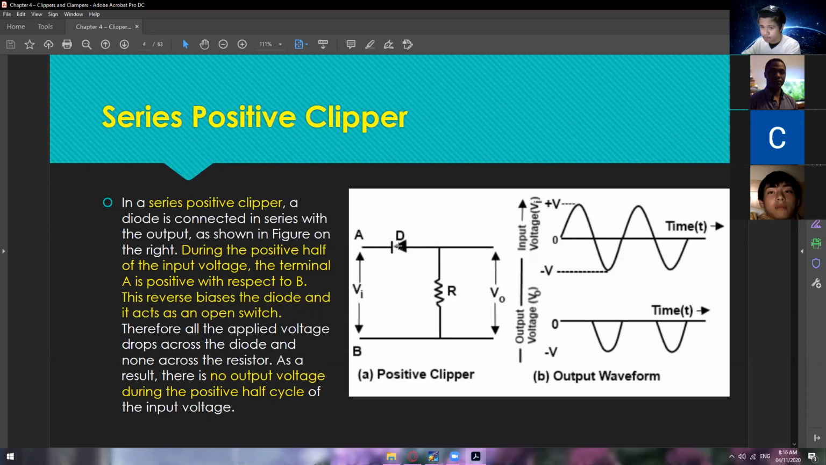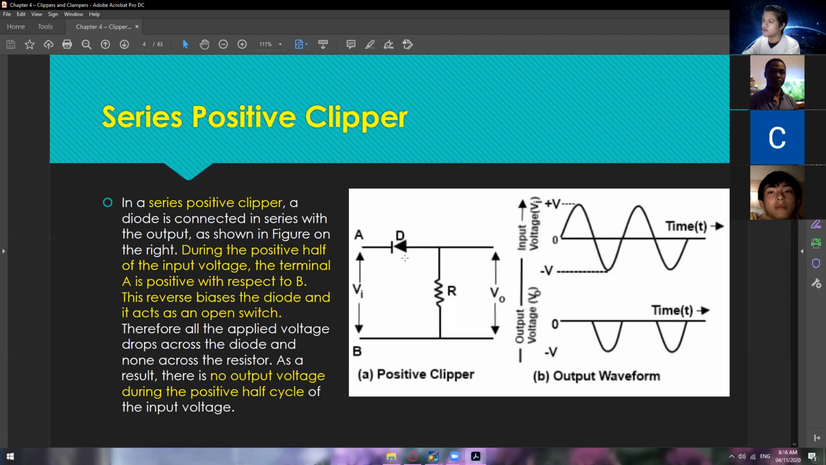So it will be reverse biased. If this one is in reverse bias, then it will not allow current to pass through, right? So as a result, in the positive cycle, as you can see right here, there is no current, zero. The only time that this will conduct is if the N type is connected to the negative side, and the P type is connected to the positive side of the power supply.